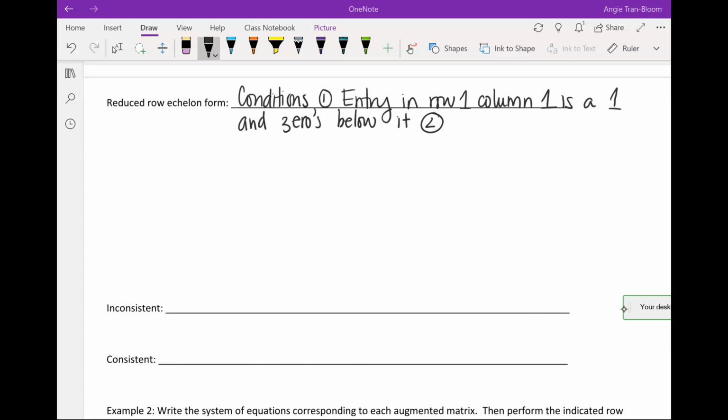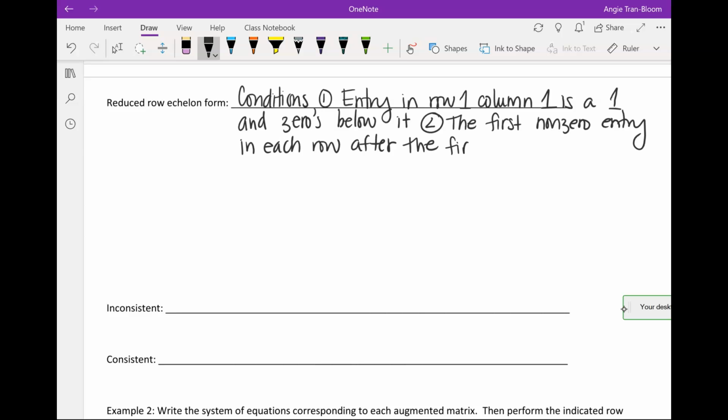That's condition number 1. Condition number 2. The first non-zero entry in each row after the first row is a 1, and only zeros below it.